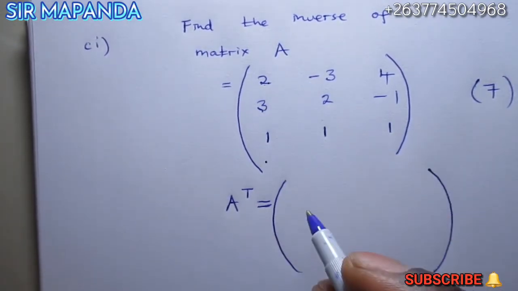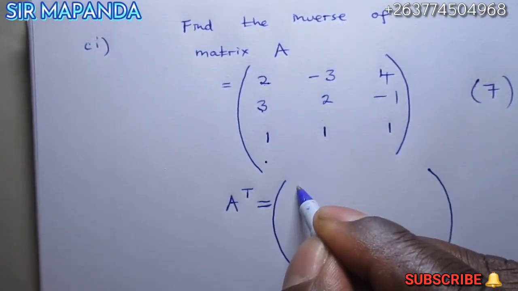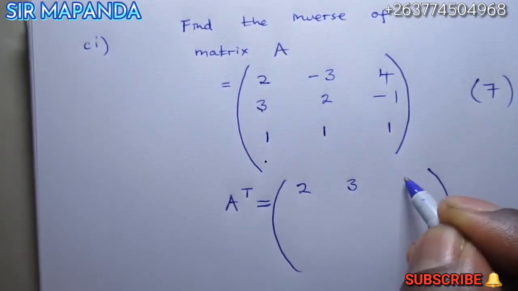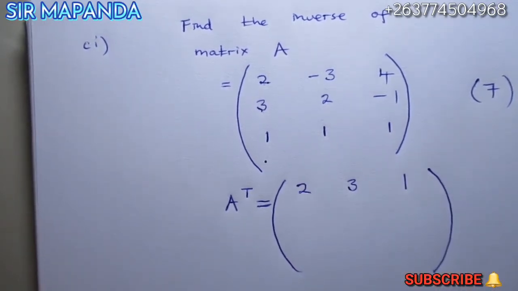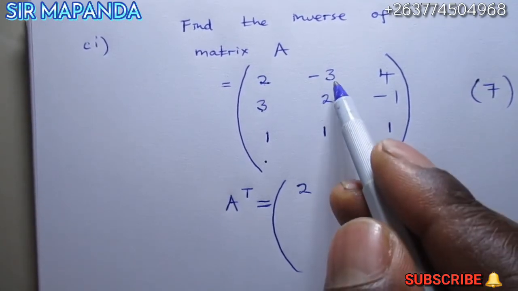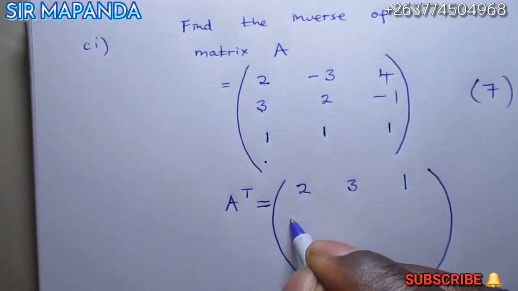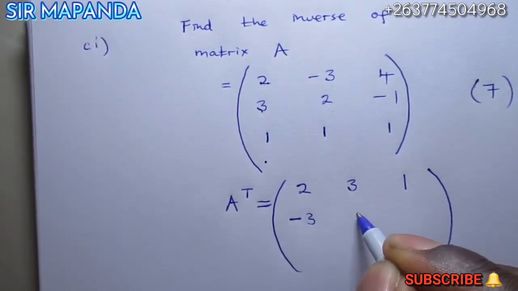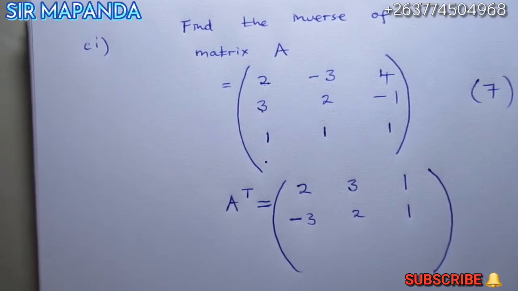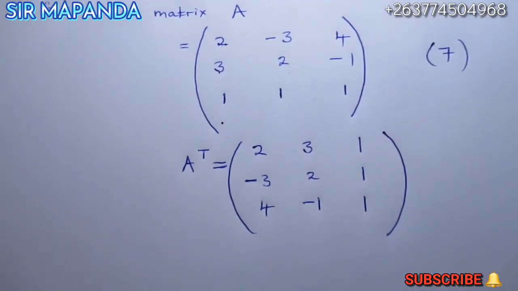So 2, 3, 1, the column, is now written as a row like 2, 3, 1. I hope you are following. Then the second column is minus 3, 2, 1. If we transpose it, it becomes a row, which is minus 3, 2, 1. We do the same for the last column. You get 4, minus 1, and 1. So this is the first stage to do. You get a mark for that. We refer to it as the transpose of matrix A. I hope you are following, class.